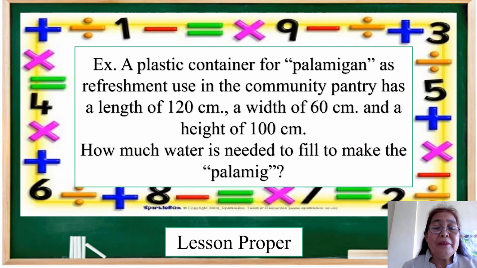Here is an example of a word problem based on the community pantry we have in Banad Elementary School. A plastic container for palamig, a refreshment used in the community pantry, has a length of 120 centimeters, a width of 60 centimeters, and a height of 100 centimeters. How much water is needed to fill it to make the palamig? Okay, let's see.